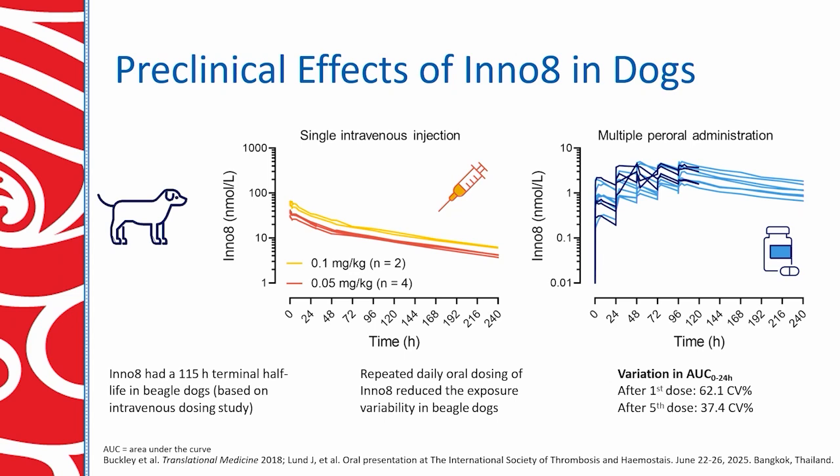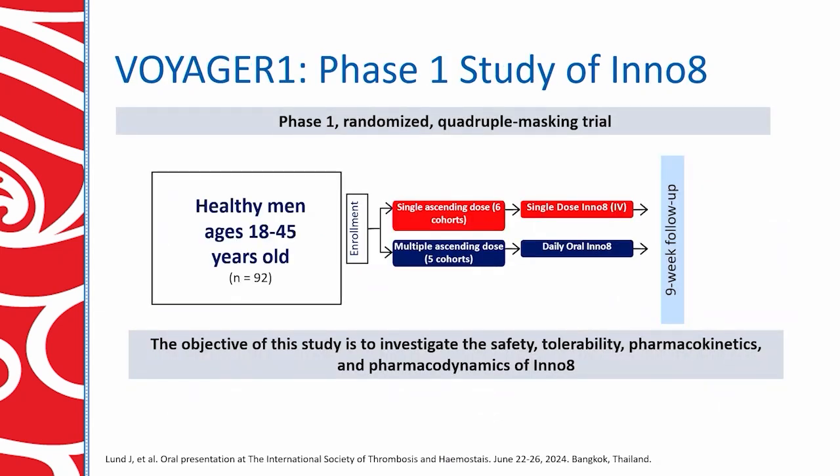And on the blue line, in the next figure, you can see that repeated daily oral dosing, because this is the intention of this drug, to be administered orally, reduced the exposure variability in beagle dogs and led to the referring concentrations here in those patients.